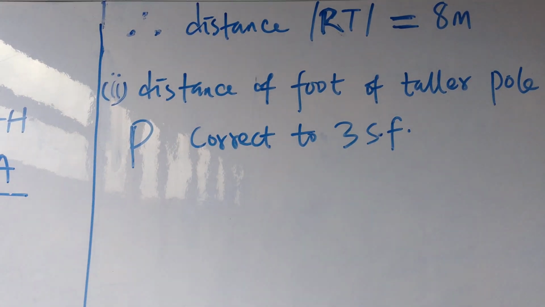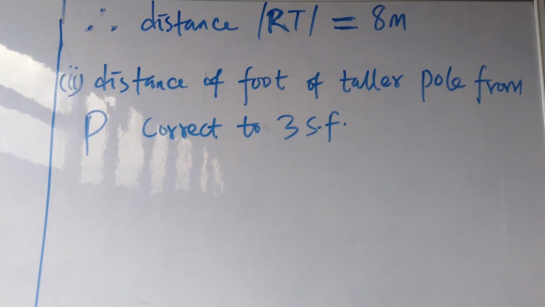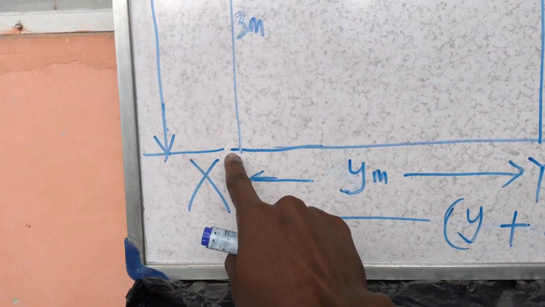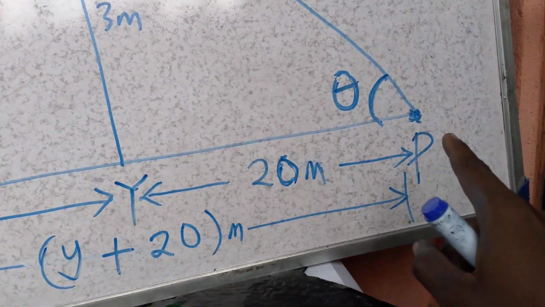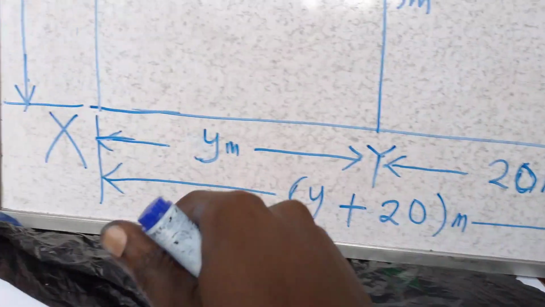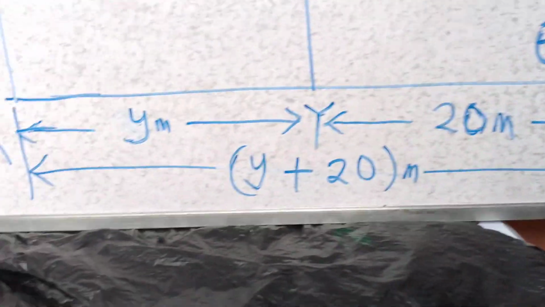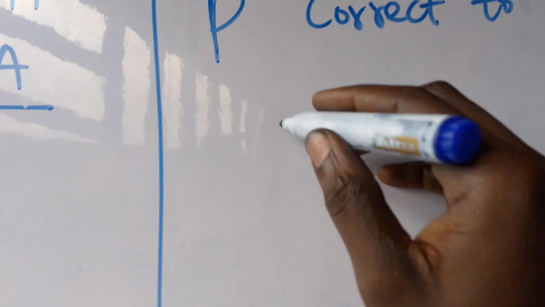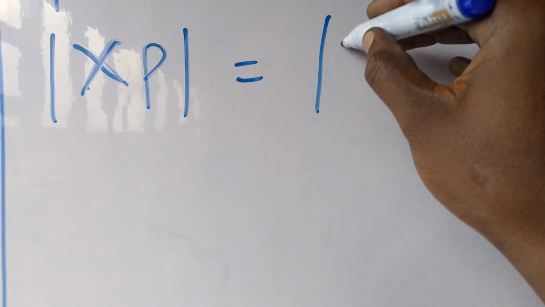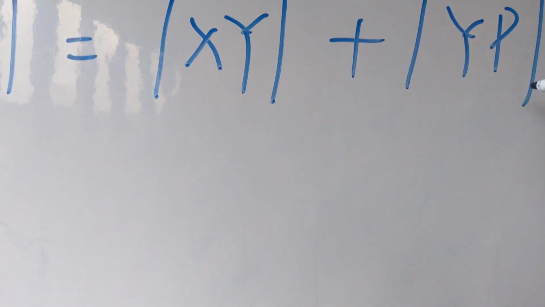Alright. The next thing they say we should solve is the distance of the foot of the taller pole from P, correct to 3 significant figures. The foot of the taller pole is point X, so that distance is distance XP. Distance XP is XY plus YP. So take note of that. We have that distance XP is equal to XY plus YP.